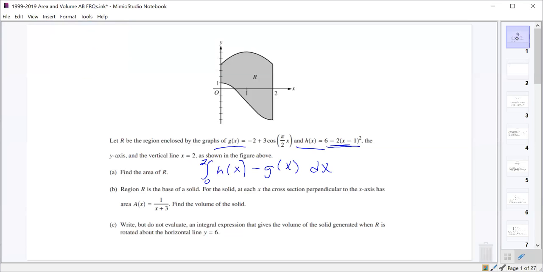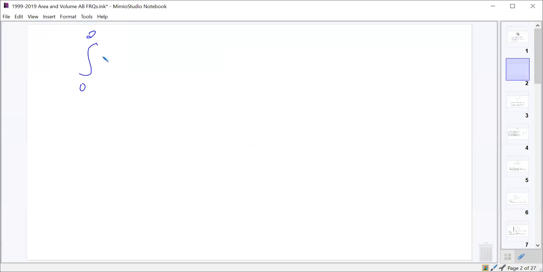And I don't remember any of the functions. Negative 2 plus 3, no, 6 minus 2 times x minus 1 squared, minus, what's that? Negative 2 plus 3 cosine pi x over 2. All right, so we need to integrate this. Let's simplify it a little bit first. If you want to distribute out the x minus 1 squared, you can. If you don't, you can do a little substitution on that for the integral. You guys want to distribute it out, or do the substitution?